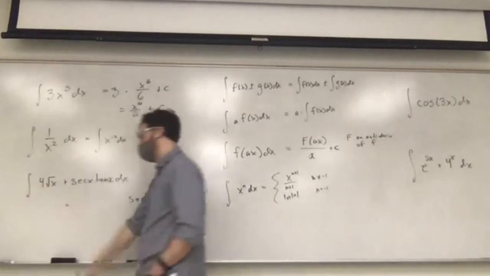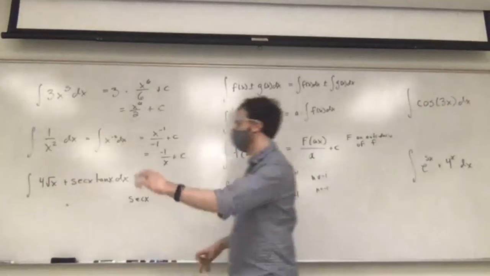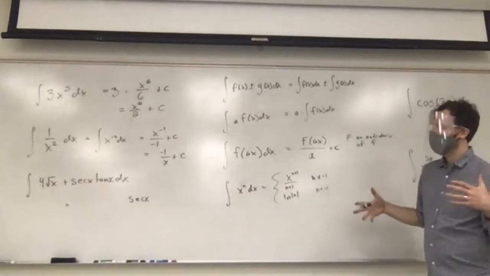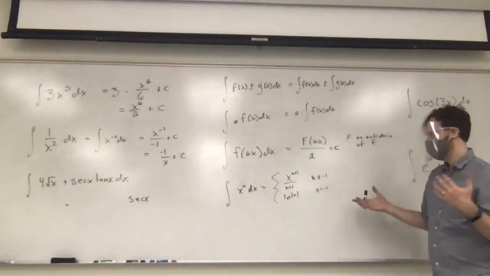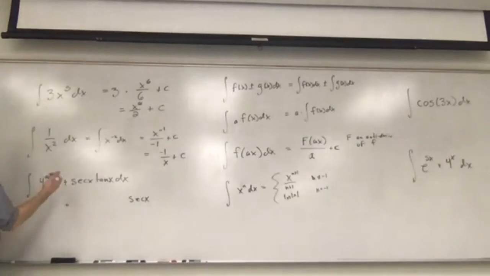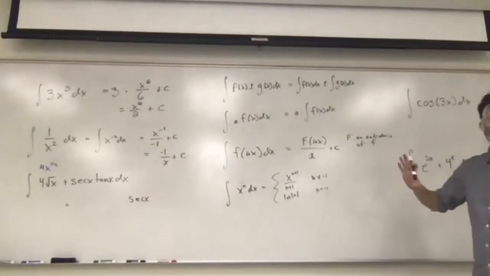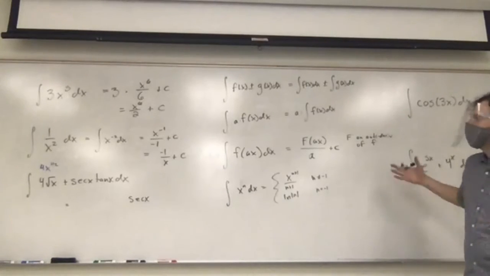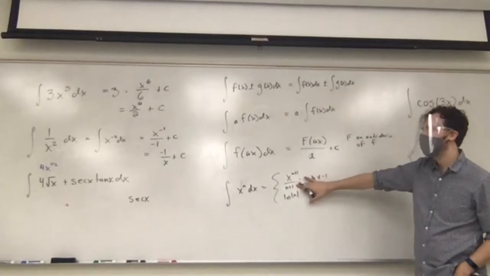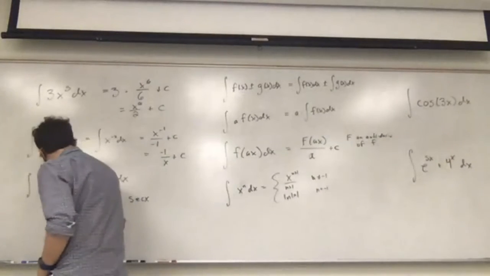For 4 square root of x, this is similar to the second example. Think of the square root of x as x to the 1/2, and then we can use the power rule. So this is 4x to the 1/2. And like with derivatives, there are fractions. Be a little bit careful. In particular, you're going to divide by the new exponent, which means you're going to divide by a fraction.